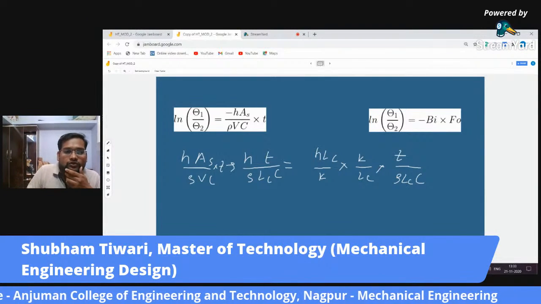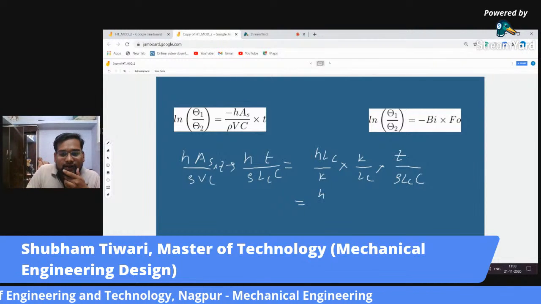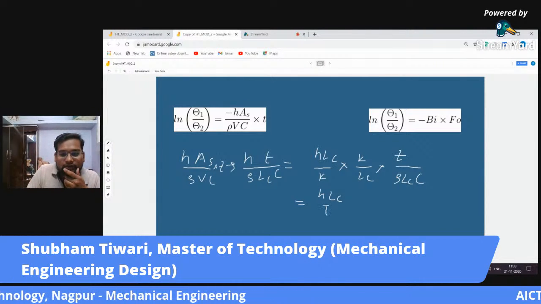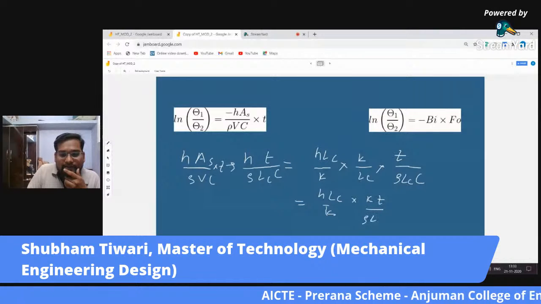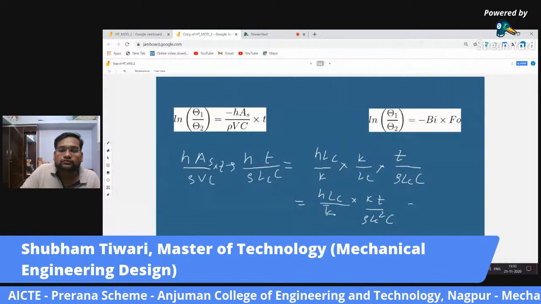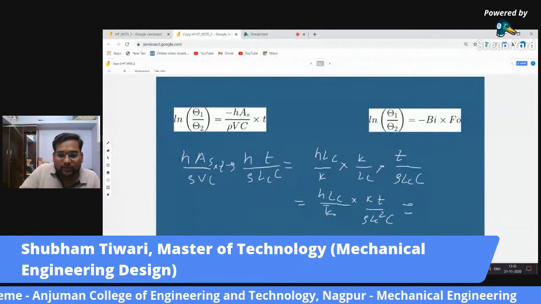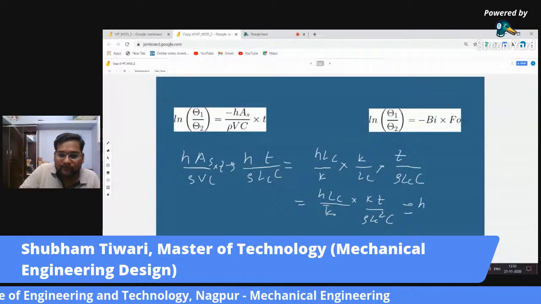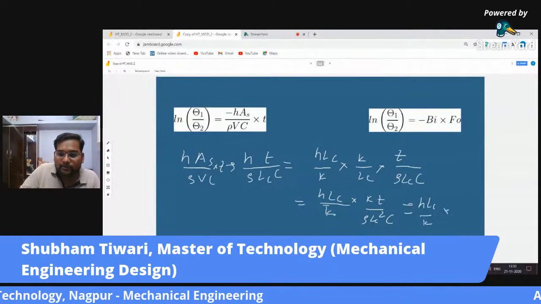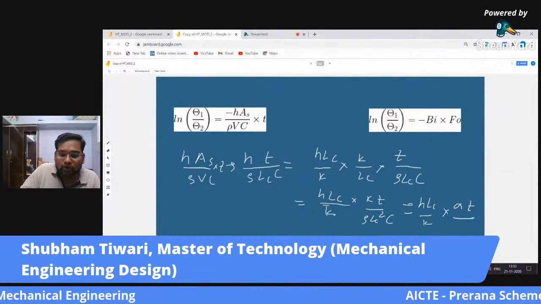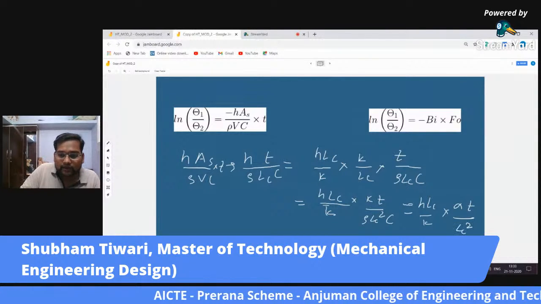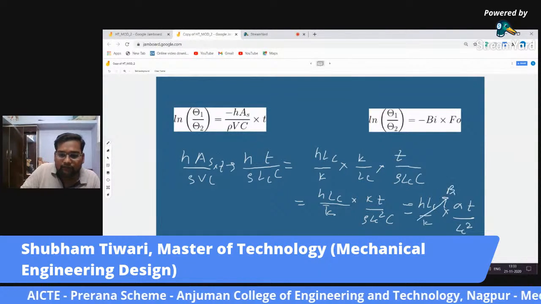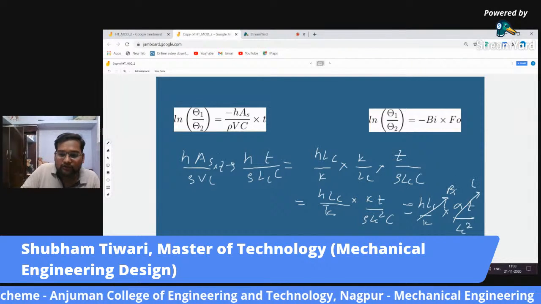Okay. So what we have here is hLc by k multiplied by kt upon rho Lc square into C. Fine. Now k by rho C is alpha, that we know very well. hLc by k multiplied by alpha t upon Lc square. What is this? This is nothing but Biot number. And what is this? This is nothing but Fourier number.